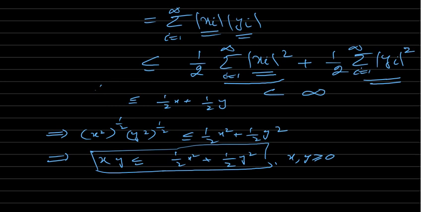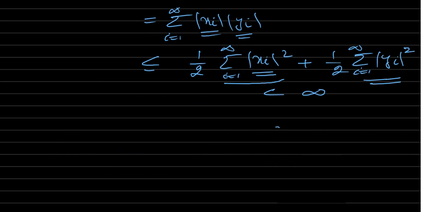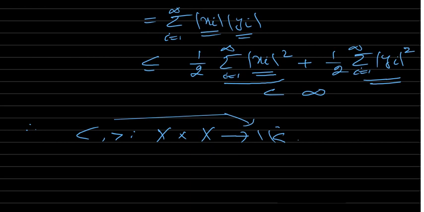This is finite. So therefore we have that this is a function from X cross X to the scalar field K. It's a finite thing. Every time this output is a finite thing. I cannot say finite, but the mod is finite, so that means the output always lies in the scalar field, whether it's complex or real.